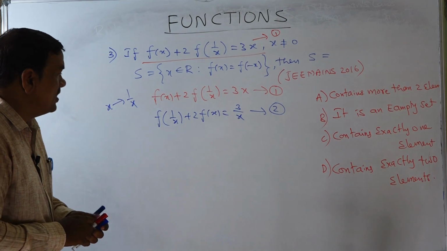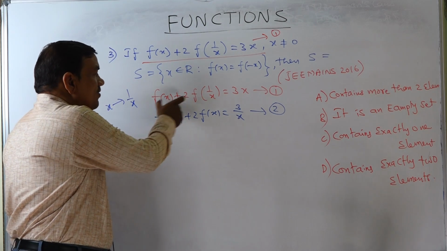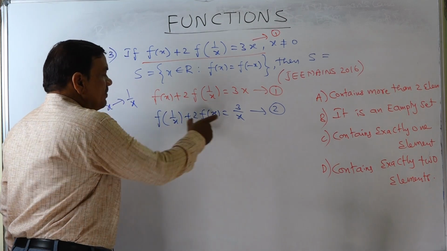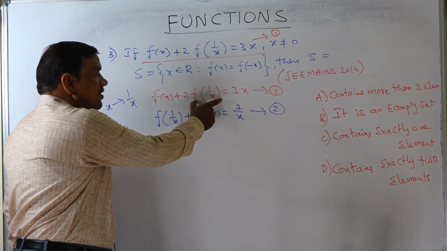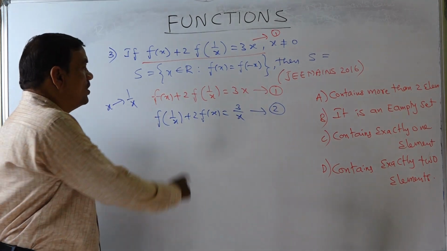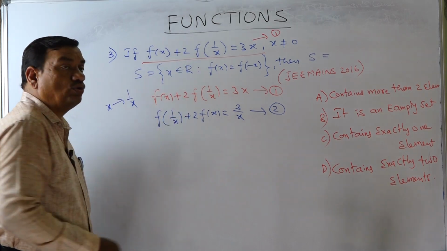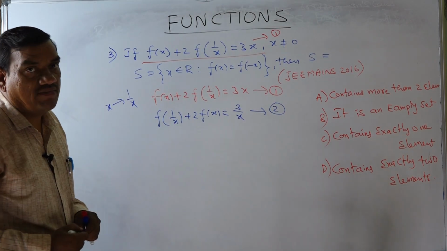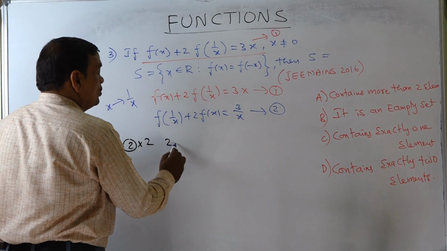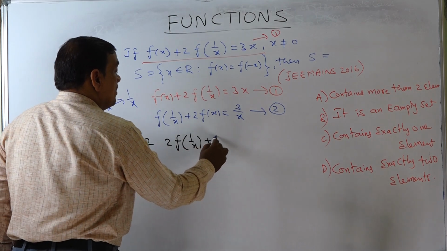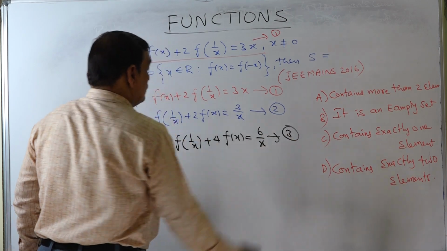See here, we want f of x. Here is an equation containing f of x and f of 1 by x. It is also f of 1 by x and 2 times f of x. We want f of x. That means f of 1 by x should be removed. Here there is 2 times f of 1 by x. So if 2 is there, if you multiply with 2 and subtract, automatically we will get f of x. Okay, so multiply the second equation with 2. So this is 2 times f of 1 by x plus 4 times f of x is equal to 6 by x. Call it the third equation.